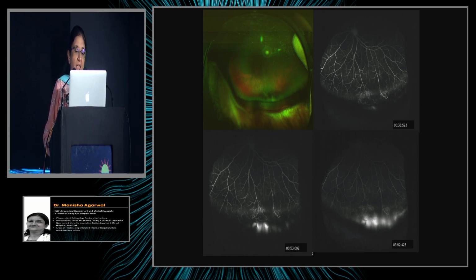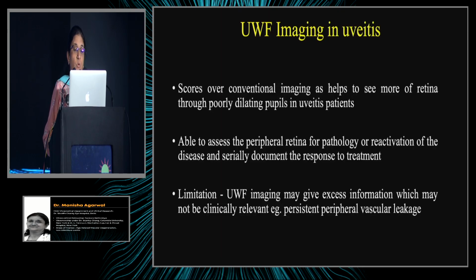So sometimes you can get this extra information which you have to really ignore and not bother about if it is not causing any impact on the visual acuity. So ultra-wide field imaging does score over conventional imaging, as it helps to see more of the retina through poorly dilating pupils in uveitic patients.